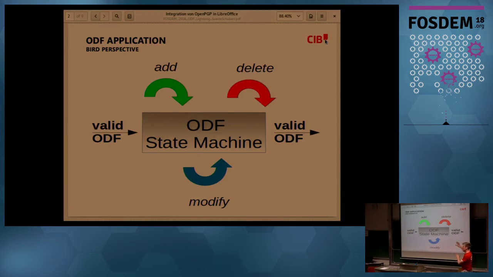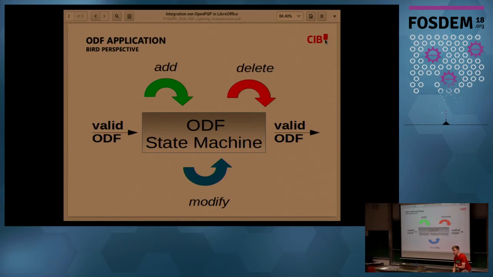We have all our ODF applications: Microsoft Office, ODF Toolkit, and so on. It always starts with you loading the ODF file into yourself, and then they're in a state machine, with the user macros adding, deleting, or modifying the document. At any given time, you flush it out, save it, and export it to another valid ODF. So from a bird perspective, this is everything that LibreOffice is doing. Very abstract, but very important.